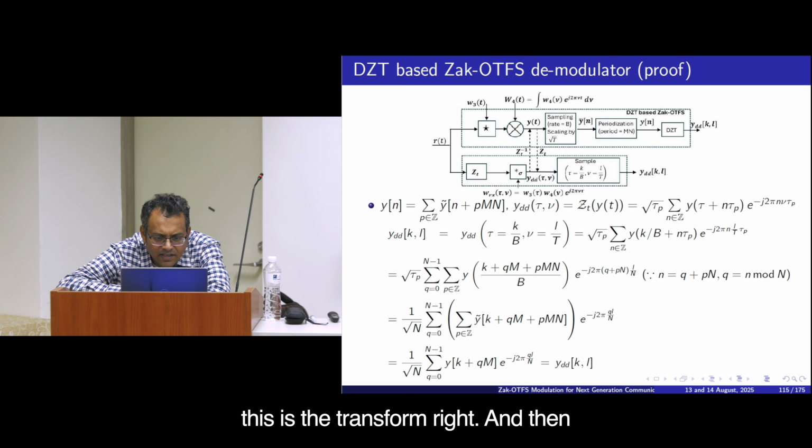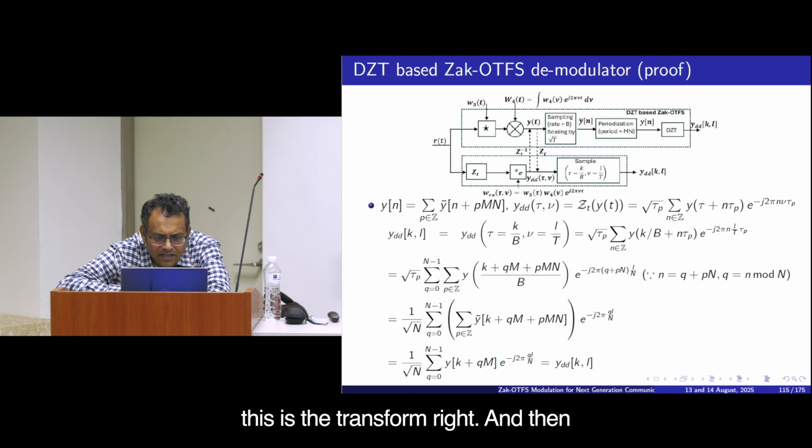But when you design a system, you have freedom of choosing M and N. The only constraint is that the product of M and N should be B times T. Your actual choice of M and N really depends on the delay and Doppler periods tau_p and nu_p, and tau_p and nu_p you choose in such a way that you satisfy the crystallization condition. So, this is how the M and N are decided, okay.